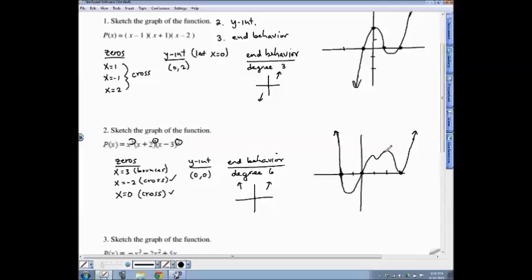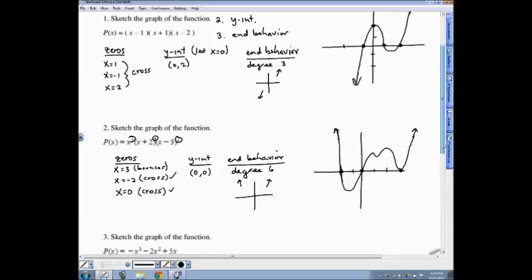Knowing where these go up and down isn't super critical right now. Okay. All that you really need to know is how to find the x-intercepts, how to determine whether it crosses or bounces like this one, and what the end behavior is. Okay.